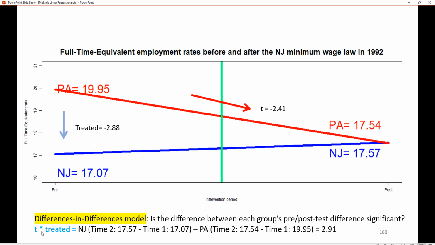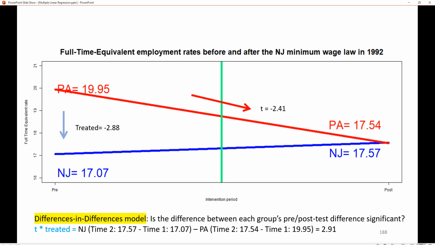And for our interaction, here is how we calculate that effect size. It's the post-intervention time for New Jersey, and that rate is 17.57. We subtract the pre-intervention rate of 17.07, and then we subtract from that the difference between Pennsylvania at time 2 minus time 1, so it's 17.54 minus 19.95. And this is the actual calculation.